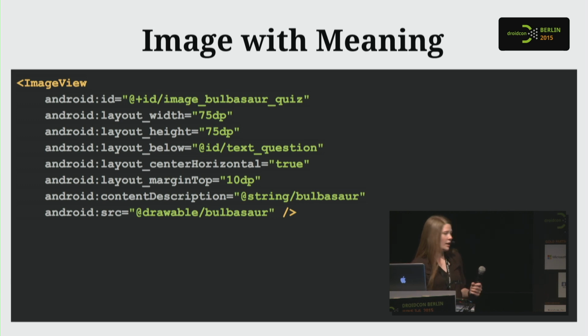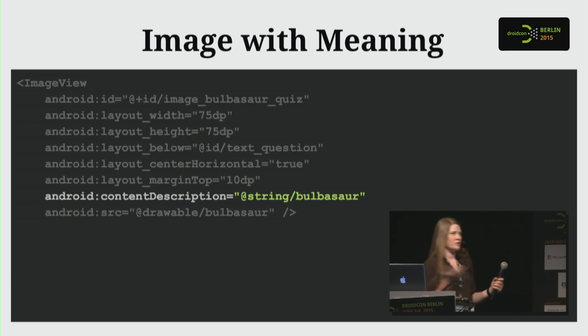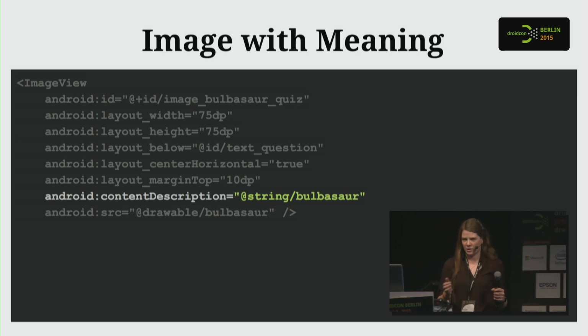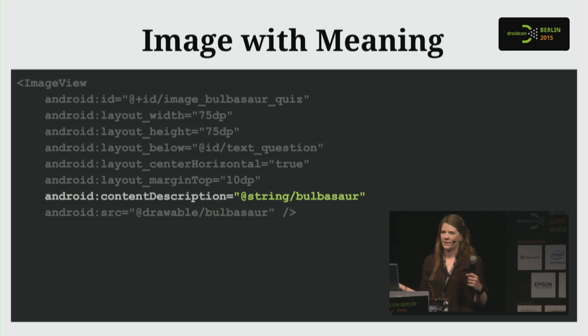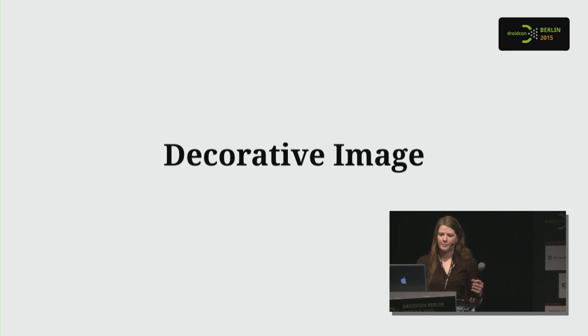Here's the XML code for the image, and then you just simply set the content description as Bulbasaur. If there was no content description on that image, Talkback would have just jumped right over it. You wouldn't even know it was there. You wouldn't even know you were missing out on anything. So it's important to set that.